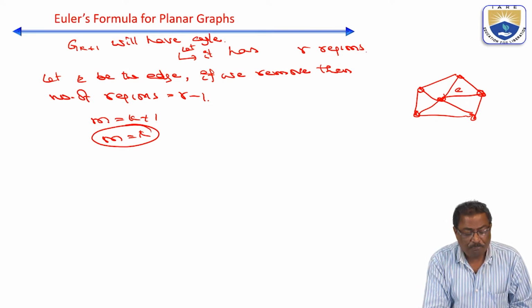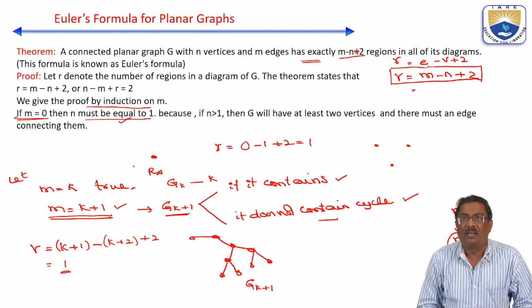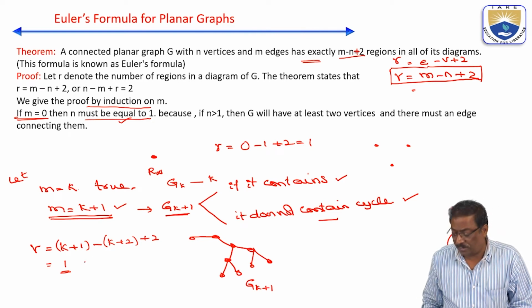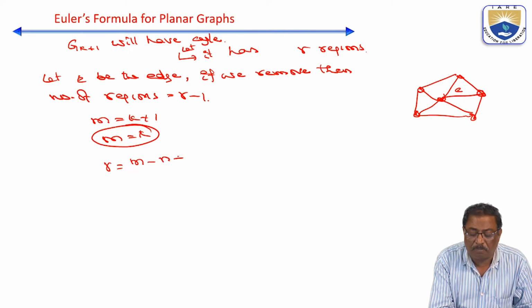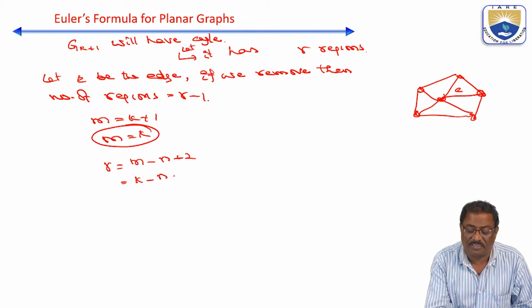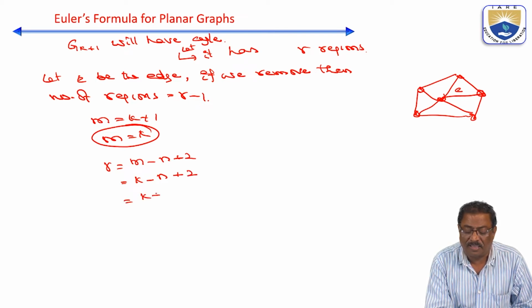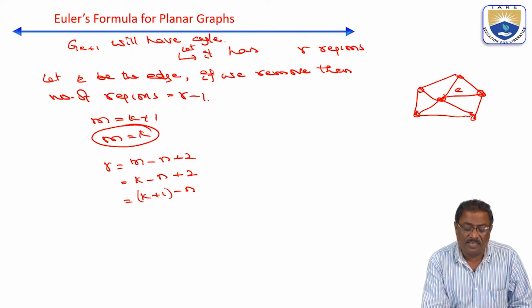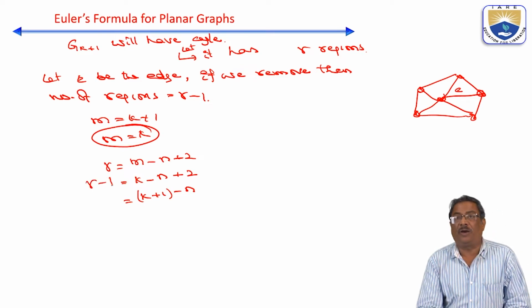Now, what is the formula? We have to consider r is equal to m minus n plus 2. So here m is k, and n is the number of vertices, let us say n. Then it is 2, then I am going to take it as k plus 1, then minus n, and next here the number of regions is also going to be reduced by 1.